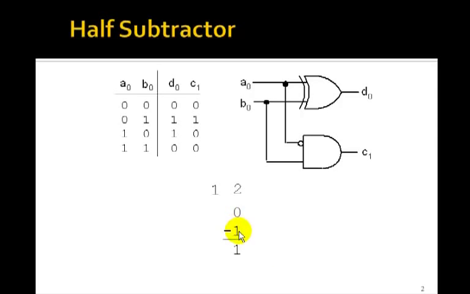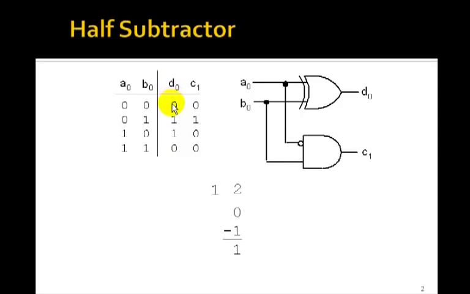Well, 0 minus 1, we need to go to the next column and borrow a 1. In binary, when you borrow a 1, you're really borrowing a 2. So what we have here really is 2 minus 1 is 1. So 0 minus 1 is 1 with a borrow.